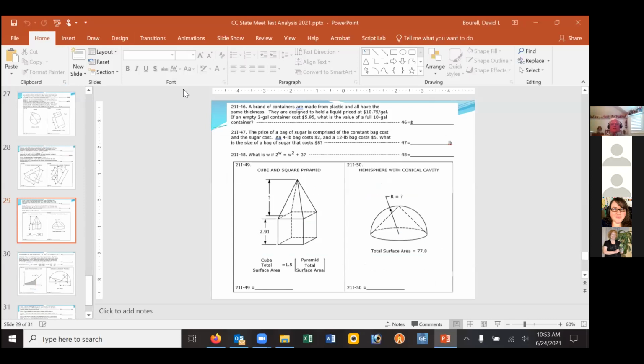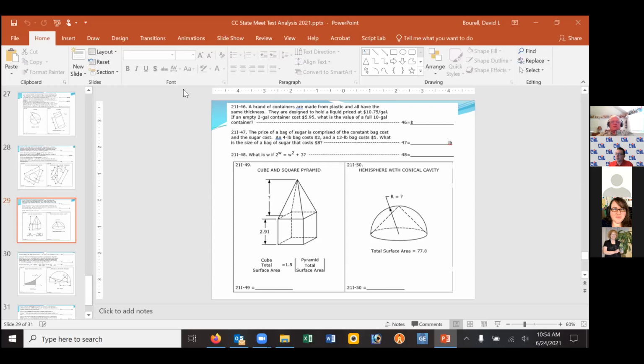If I could impose on you to shoot me an email, I'll be happy to work it for you and send you a solution. But let me just read it and tell you the approach. It's a brand of containers made from plastic, all with the same thickness. What that means is the volume scales with the area, because the volume is equal to the area times the thickness. Because they have the same thickness, the volume doesn't scale with L cubed, it scales with L squared: the volume is a constant of proportionality times L squared times thickness.